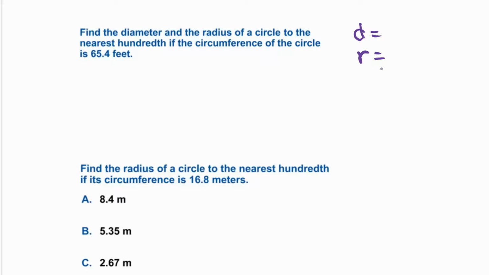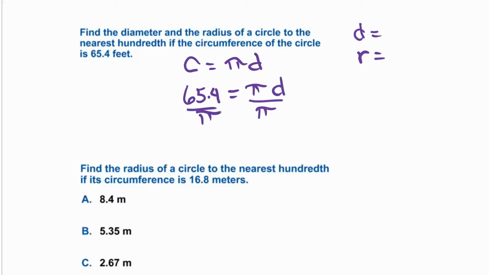So for this one, if we find the diameter first, we're going to use the formula circumference equals pi d. So circumference, which is 65.4 feet, equals pi d. Divide both sides by pi, and I would come up with an answer of 20.82 feet for the diameter. Now I would have left that whole answer in the calculator and then divided that answer by 2 and rounded again, which would give me 10.41 feet.